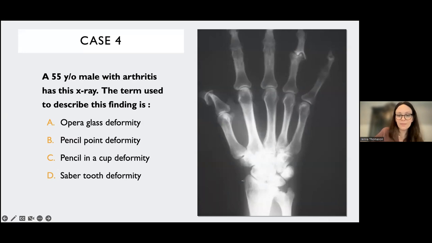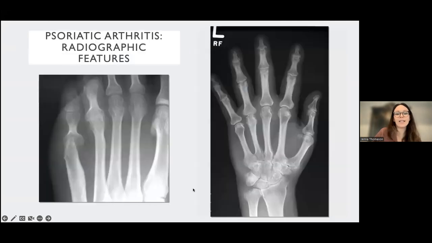So you can see here's the pencil and here's the cup. And this is a very common finding in psoriatic arthritis. Here's another one here. And then also, as we mentioned, a lot of DIP involvement in psoriatic arthritis. You can see here where there is a lot of erosive disease at the DIPs, and then also this PIP. In this patient, their MCPs are relatively spared.